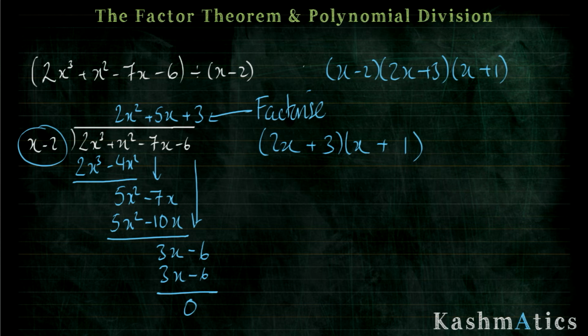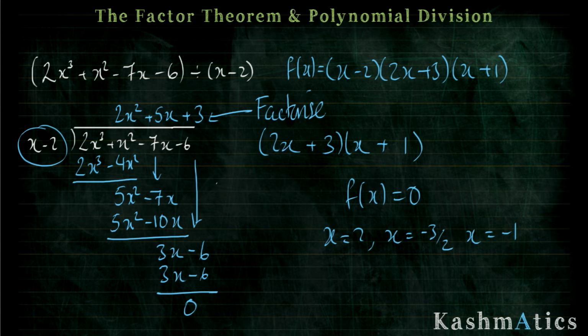So if this was f of x, and I wanted to solve f of x equals 0, now that I've got it factorized, I can just pull out the solutions. I've got x equals 2, x equals minus 3 upon 2, and x equals minus 1. So hopefully you can see how powerful a tool this polynomial division is.